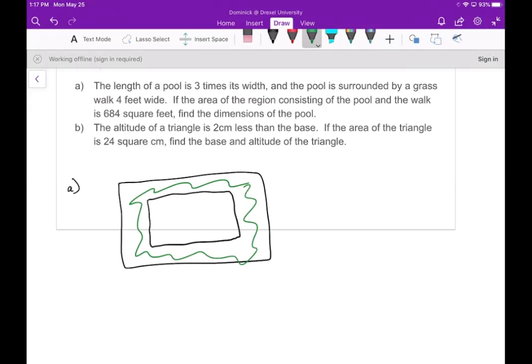Now we know that the length of a pool is 3 times its width. So let's call the width x, and then the length is 3 times the width, so that's 3x. And then we also know that the pool is surrounded by a grass walk that is 4 feet wide. So from here to here is 4 feet. Now we know that the area of the entire region is 684 square feet.